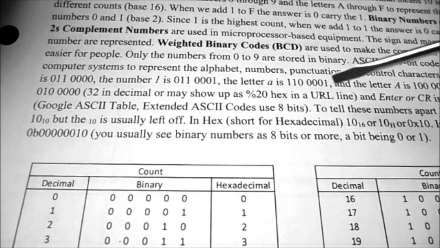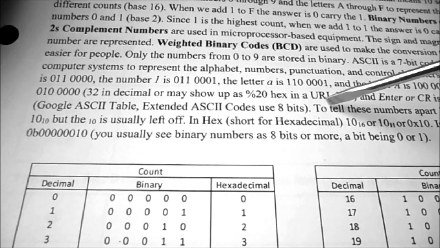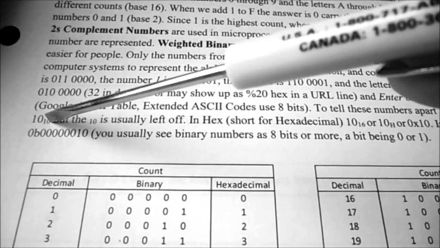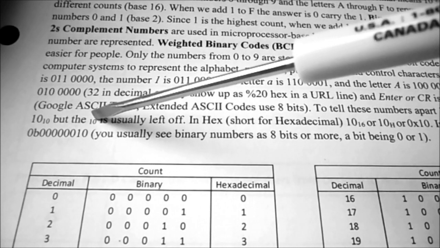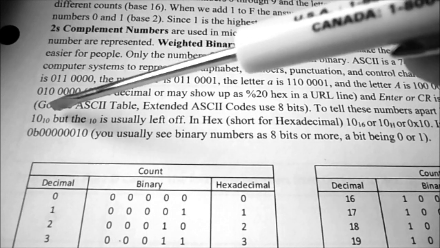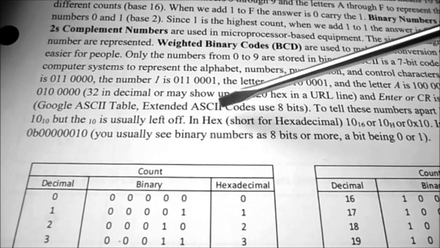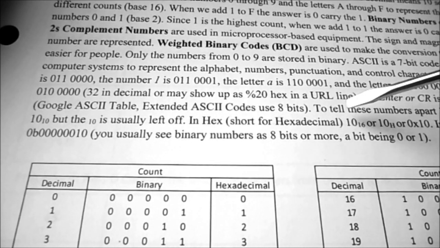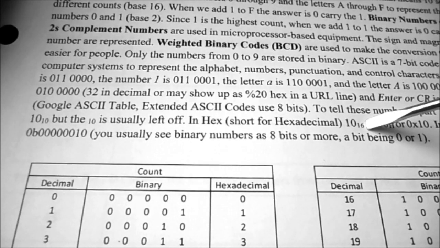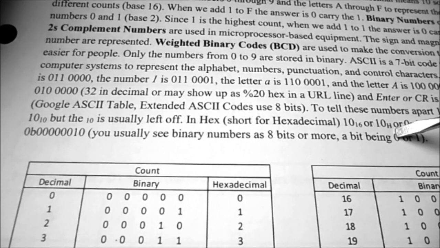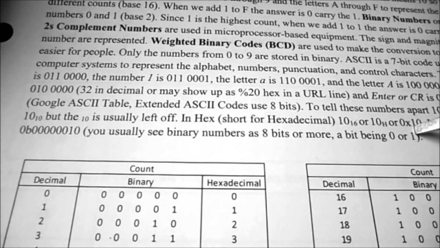So you'll notice in the theory overview I have in here how to tell these numbers apart. 10 in decimal is 10, and you can see it's to the base of 10, but in the base 10 numbering system it is usually left off. So normally in decimal you'll just see the number 10. In the hexadecimal numbering system, or hex system, you'll notice it's 10 to the base of 16, or 10 with an H beside it, or you might see it written as 0x10.